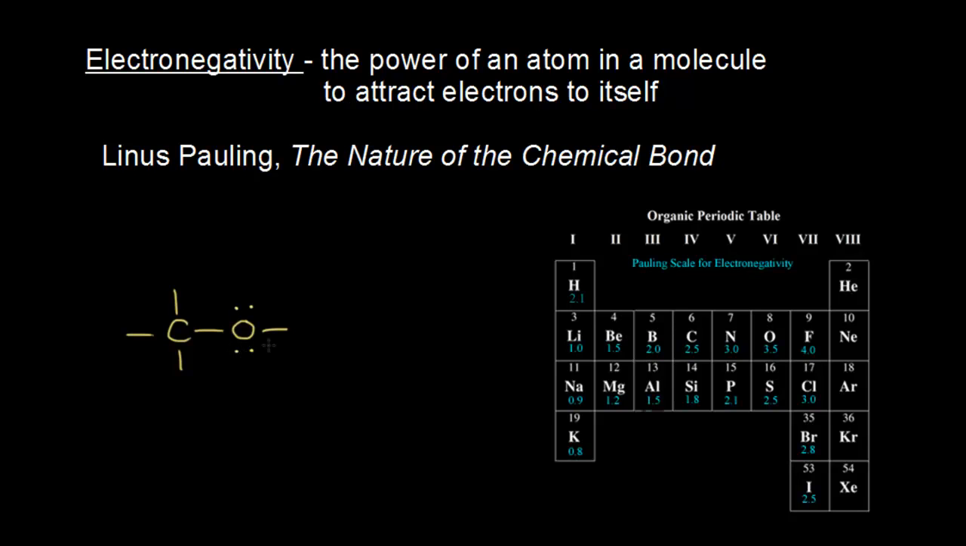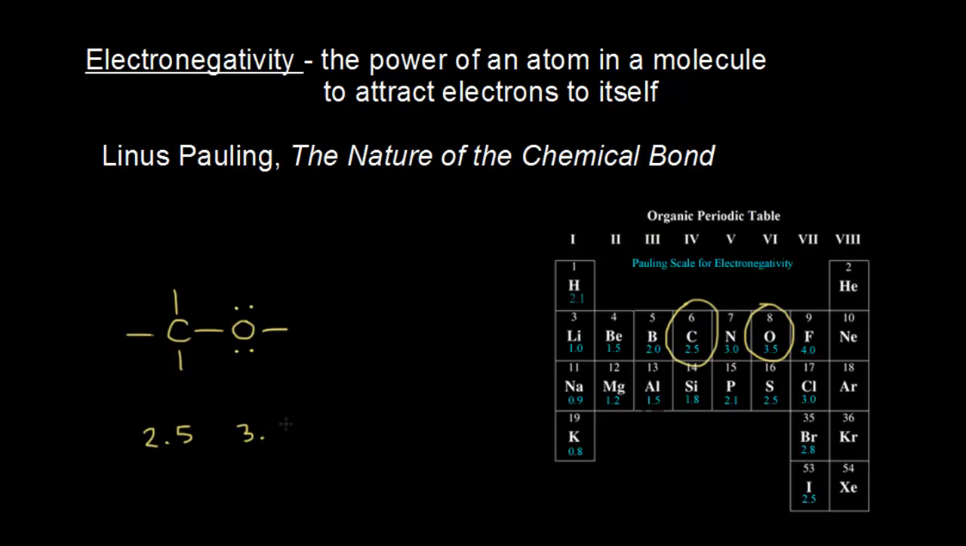To do that, I need to look over here on the right at the organic periodic table, which shows the elements most commonly used in organic chemistry. In blue, it gives us the Pauling scale for electronegativity. Linus Pauling actually calculated electronegativity values for the elements and put them into the table, and that allows us to compare different elements in terms of their electronegativities. For example, we are concerned with carbon, which has an electronegativity value of 2.5, and we're going to compare that to oxygen, which has an electronegativity value of 3.5.